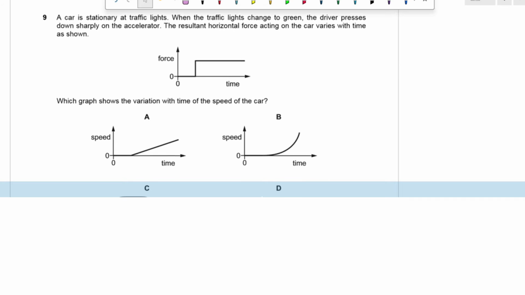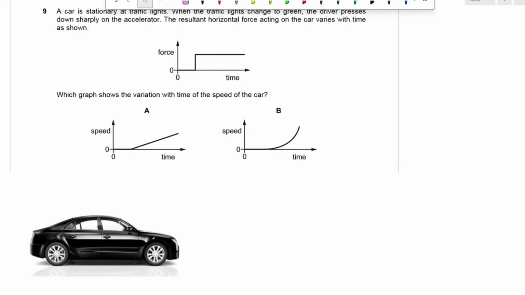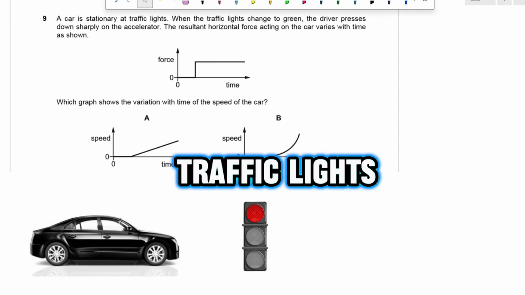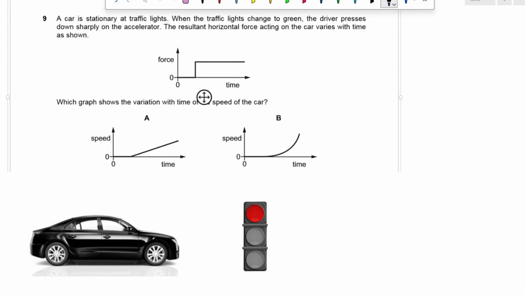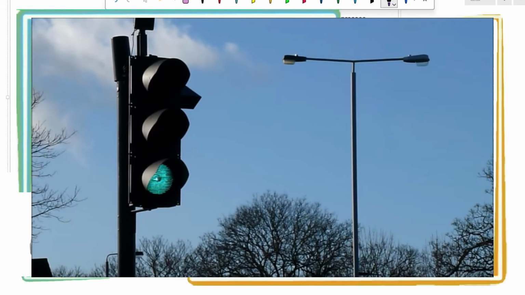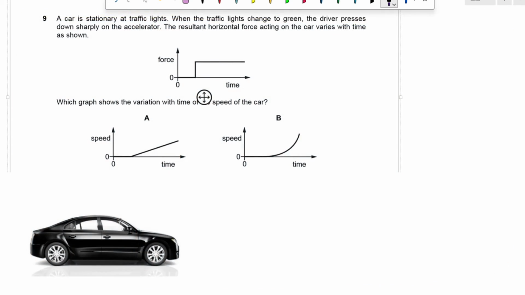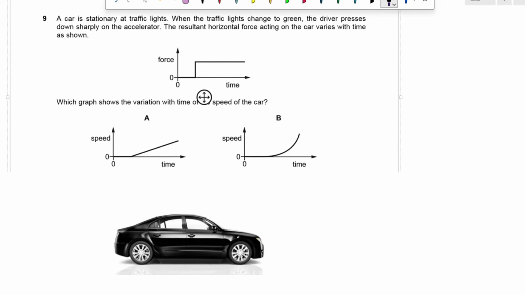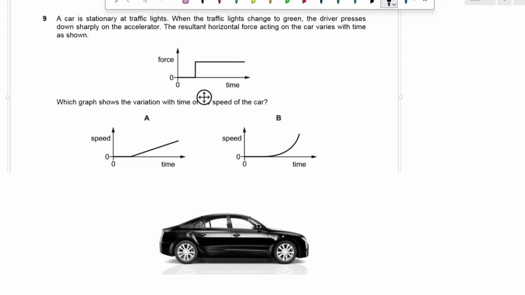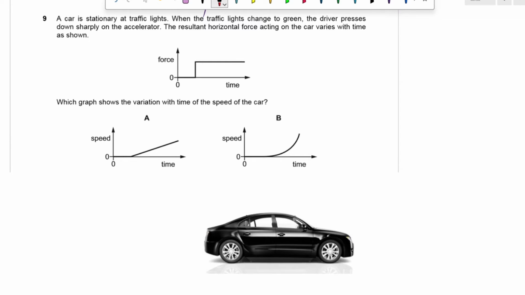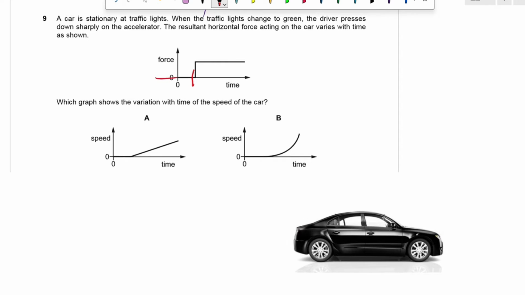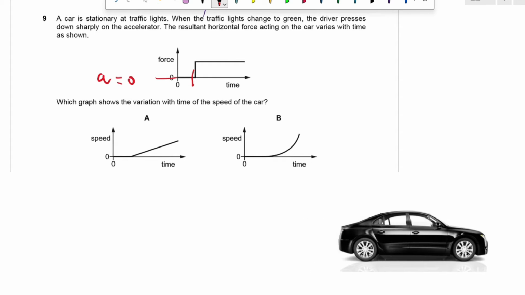We're given another car, the same car. Let's bring back our car, that's traveling and is going to meet traffic lights. When the traffic lights change to green, the driver then presses on the accelerator, and the horizontal force acting on the car varies with time. So the driver was stationary, presses the accelerator and starts moving. So initially, the driver has no acceleration based off of this point. From this point to this point, there is no acceleration. So basically, the acceleration is going to be 0.